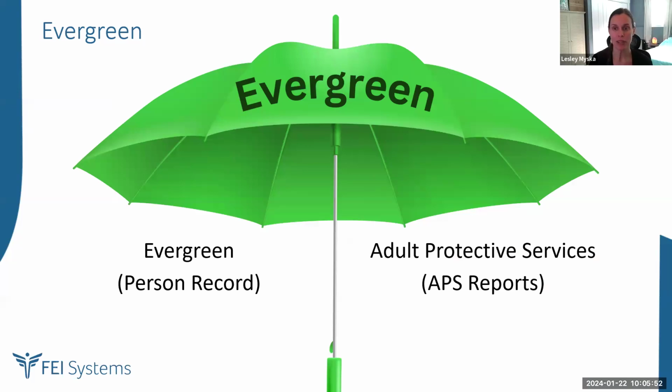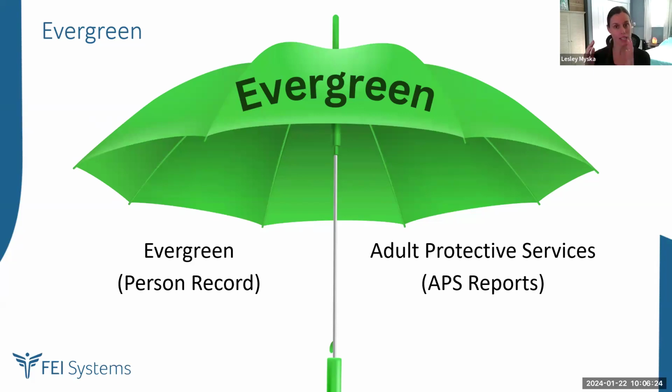Before we dive in and do any demoing, I do also want to just call out one of the more important pieces of Evergreen, which is that it's a shared system. So Evergreen has been live since June of 2020 for our Adult Protective Services staff persons and those programs. So there are two distinct sections or sides of Evergreen. There's the Evergreen side, which is also referred to as the person record side, which is where all of our ODES EIS functionality will migrate into.